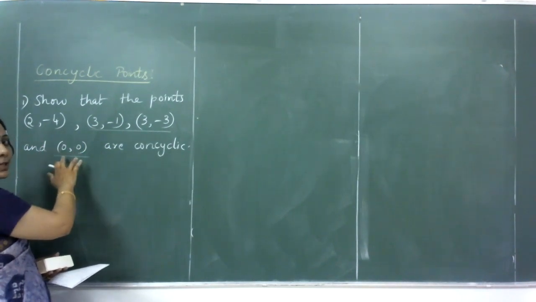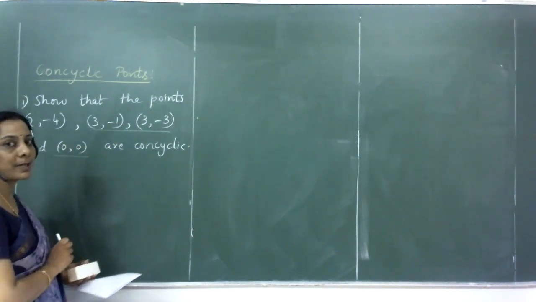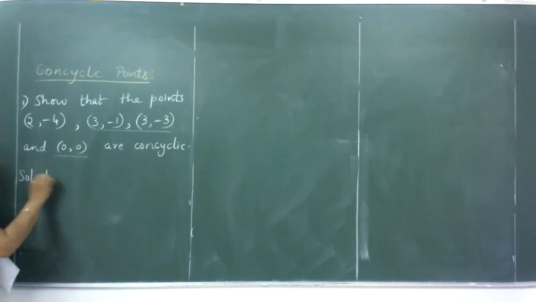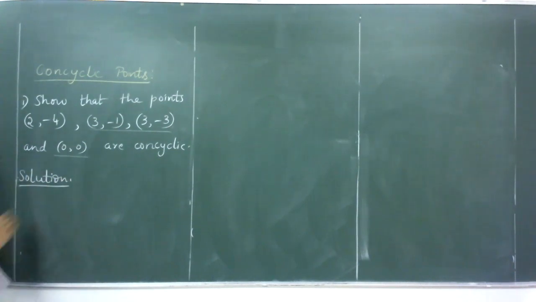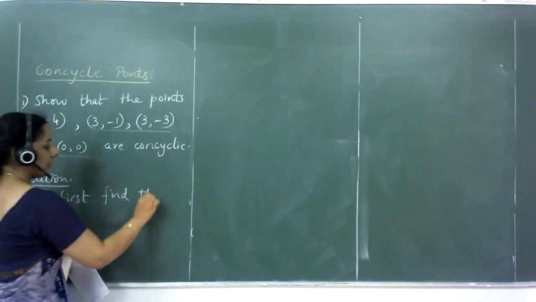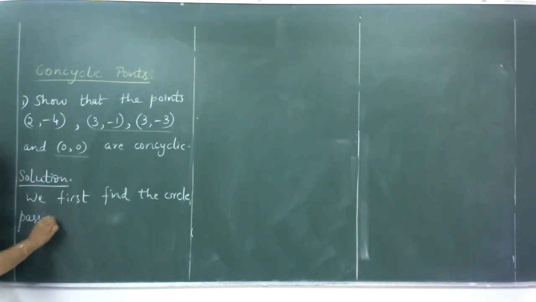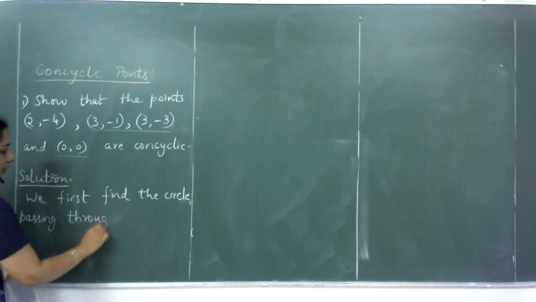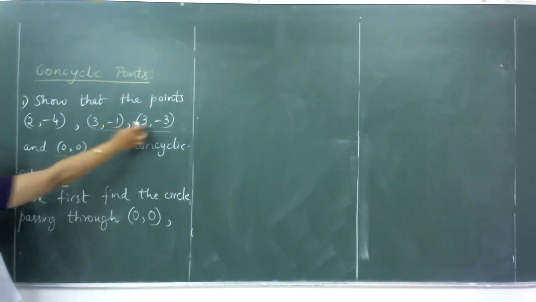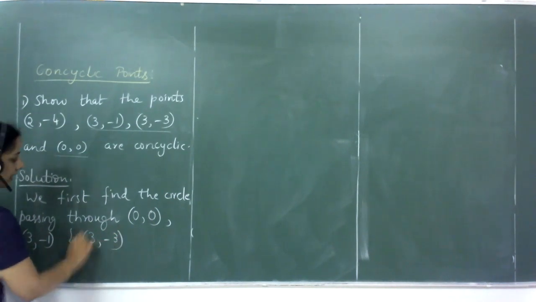It becomes very easy for me to find the equation of a circle which is passing through origin, because one parameter will already be there with us, using the properties. So what we have to do to get the solution here, we first find the equation of the circle passing through the points. I will choose one point as the origin, which is 0 comma 0. Remaining 2 points, 3 comma minus 1 and 3 comma minus 3.